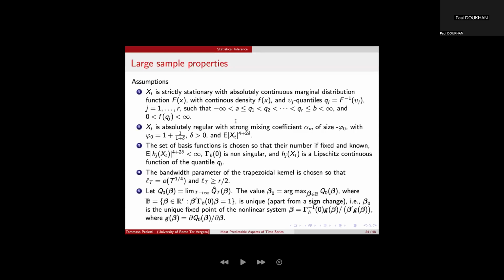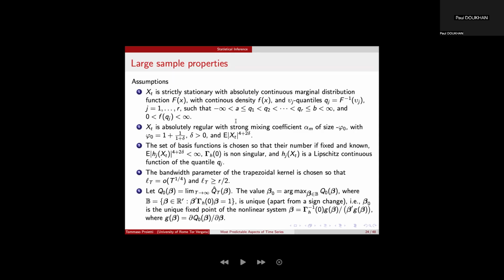Okay, so does this work in practice? What are the properties of the estimators of these things? Well, there are some regularity conditions concerning the process itself, XT. First of all, you need to guarantee that the quantiles are unique. So you have restrictions on the marginal density function, which has to be continuous.